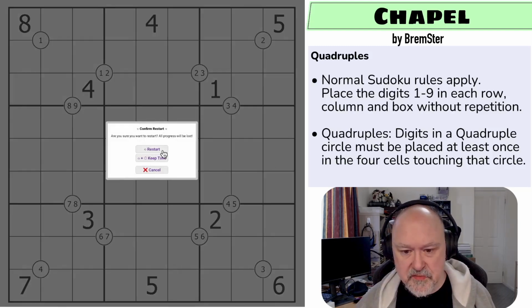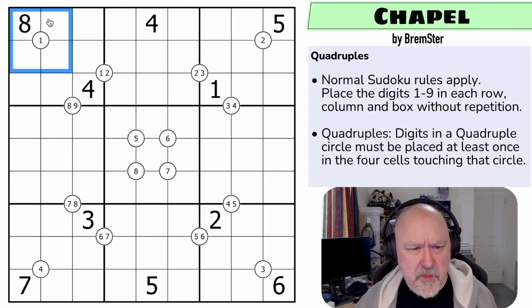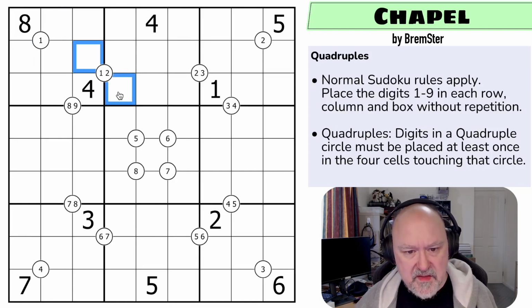I'm going to restart the puzzle to restart my timer. Let's give this a shot. So I think we can start up here. Because 1 must be in here, this can't be a 1. This can't be a 1 because of the one looking at it. That's already a 4, but I have to put a 1 in those 4 cells. So that has to be a 1.